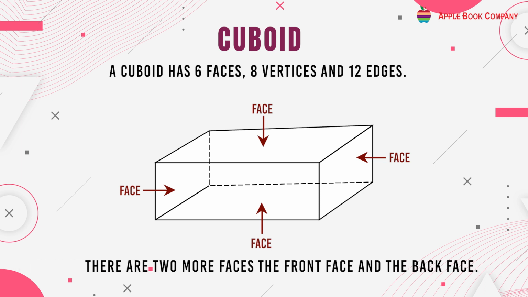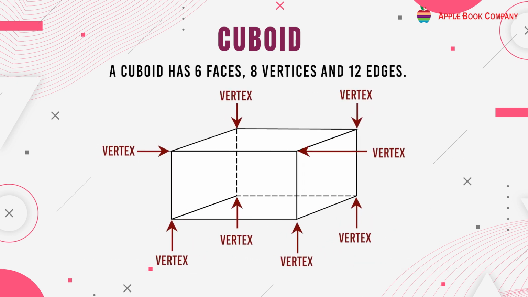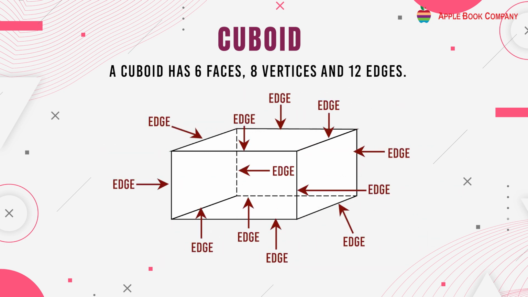There are 2 more faces, the front face and the back face. Here in the picture, you can see 4 and 2 are there in the front and the back. Then you have vertex. How many vertex are there? 8. And how many edges are there? You have 12 edges. And you can see clearly in the pictures.